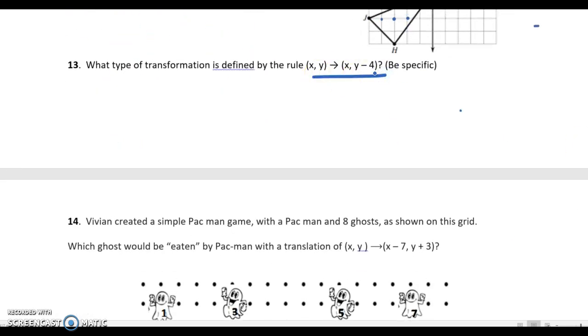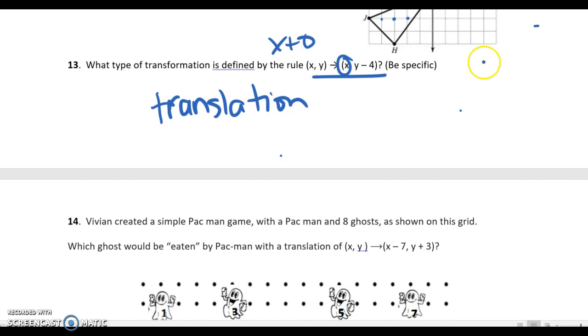What is this type of translation? So it's a translation. Nothing happened to the x. It wasn't x plus any number, so it's just x. So it doesn't move left or right because that's the x-axis. The y-axis is the one that goes up and down, and the -4 means it went down.